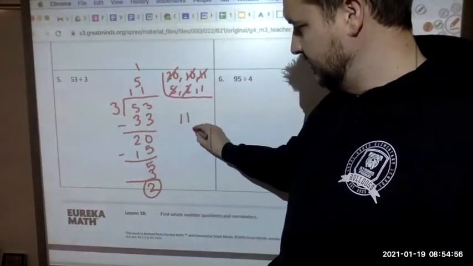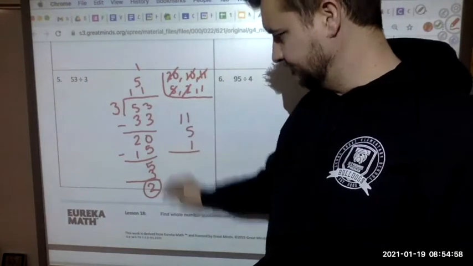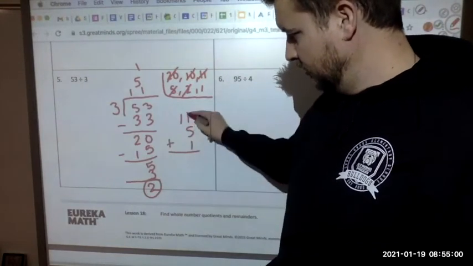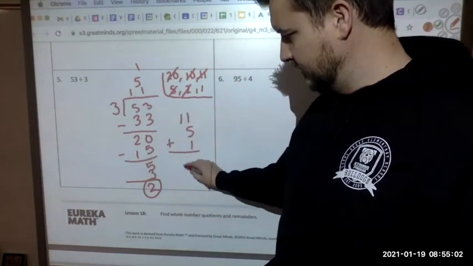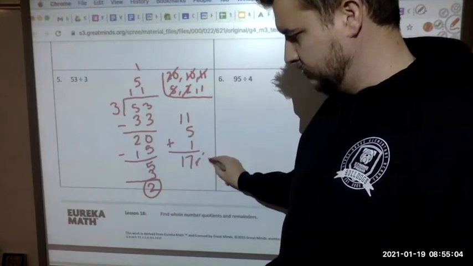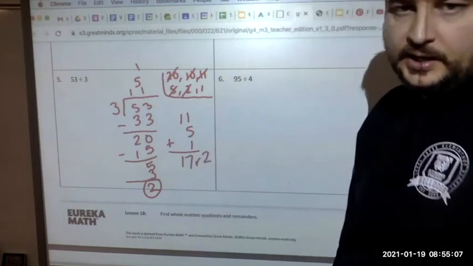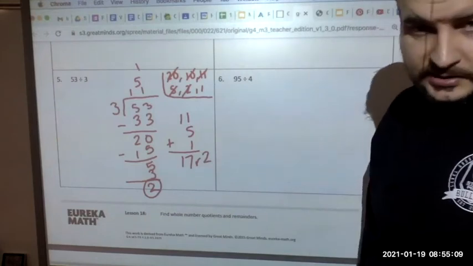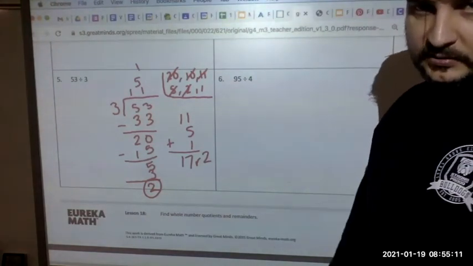11 plus 5 plus 1. 11 and 5 make 16 plus 1 is 17. 17 R 2. All right, I'm going to set this one up for you, but I want you to try this one on your own. So you're going to pause the video and then we'll go over it.